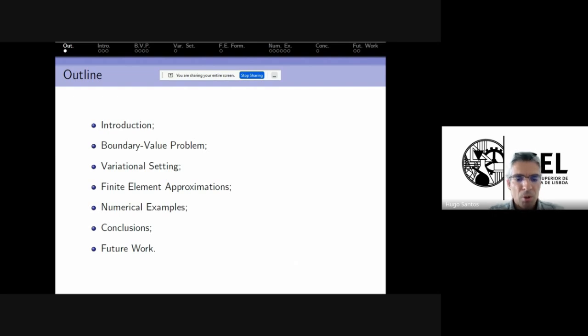So this is the outline of the talk. I will first introduce the problem under study and show its fundamental equations. I will then make some basic considerations on the variational principle that was employed as the basis for the development of the formulation. I will afterwards introduce the finite element formulation itself and show some of the numerical results that we obtained using this formulation. And I will finish the talk by enumerating some conclusions and highlighting some potential future developments.